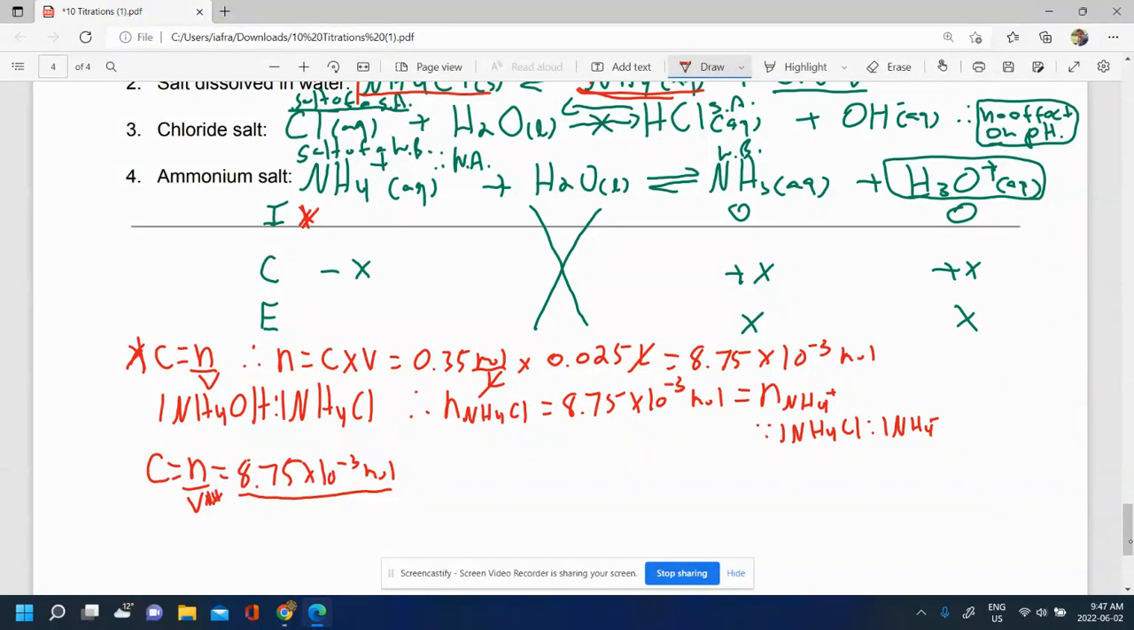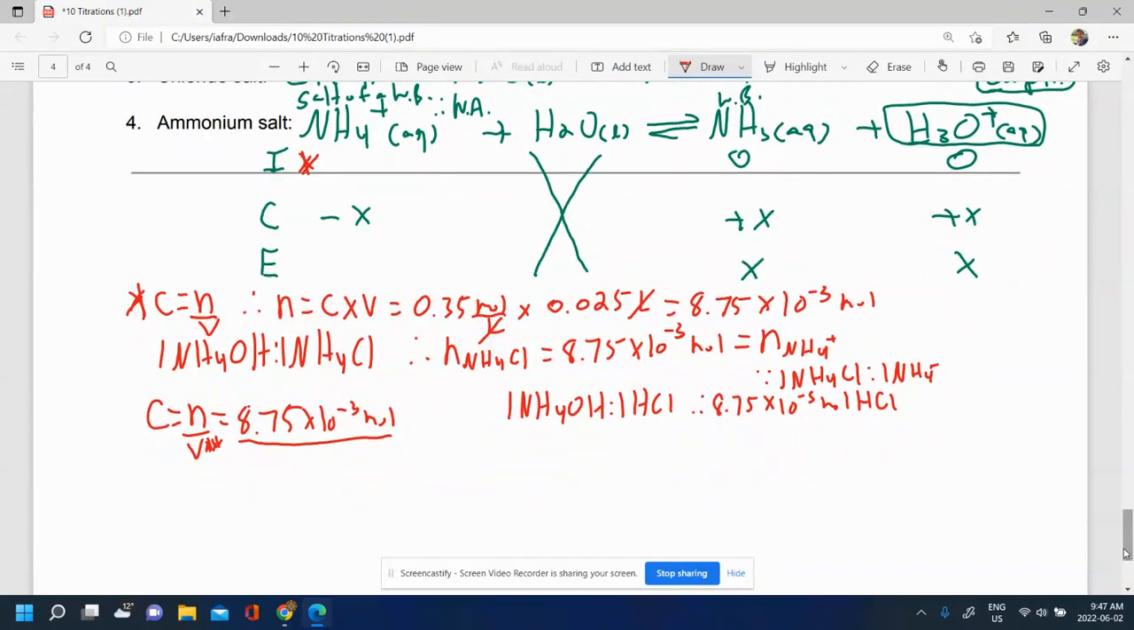So we know that the NH4OH, or NH3, is in a 1-to-1 ratio with HCl. Therefore, we have 8.75 times 10 to the power of negative 3 moles of HCl. And we know the HCl has a concentration of 0.60 molar.